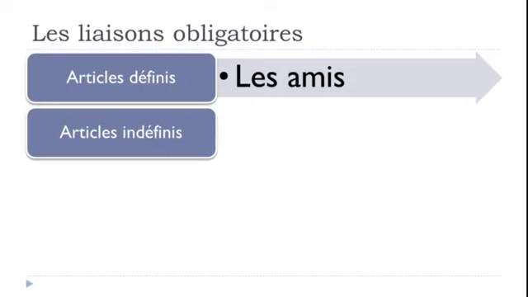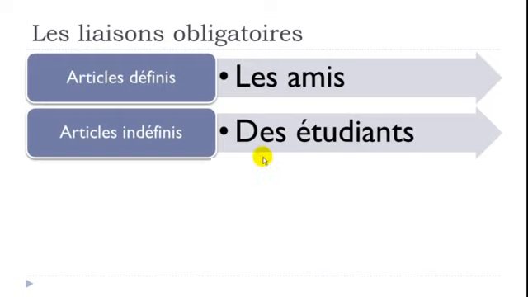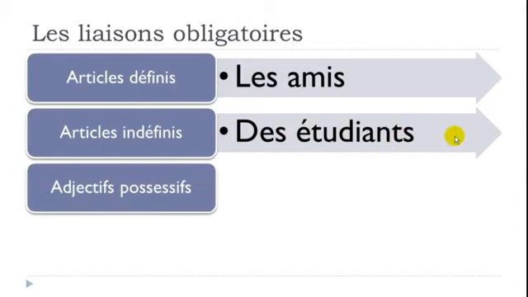Then the second possibility, les articles indéfinis, a in English, but in French we've got the difference between the masculine un, une, and des. I took the plural form to make it clearer: des, ending with s, and then you've got a word after, étudiants, students, which starts with a vowel, so you should make the liaison between the two: des étudiants.